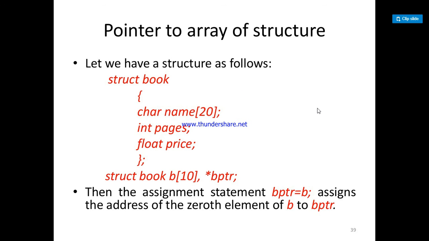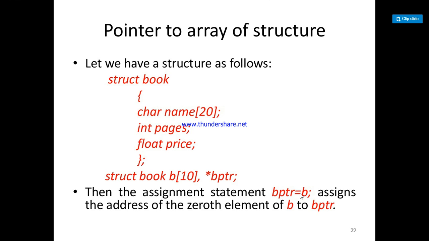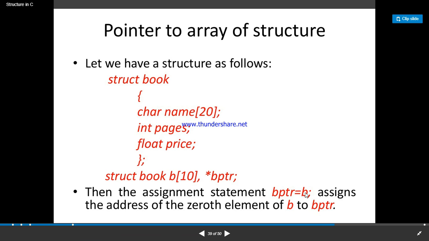Pointer to an array of structure. Here b of 10 is also an array of structure that gets or stores the values of 10 books. Here bptr is a pointer, just bptr equal to b. This is the assignment statement. It assigns the address of the first element of b to the bptr.